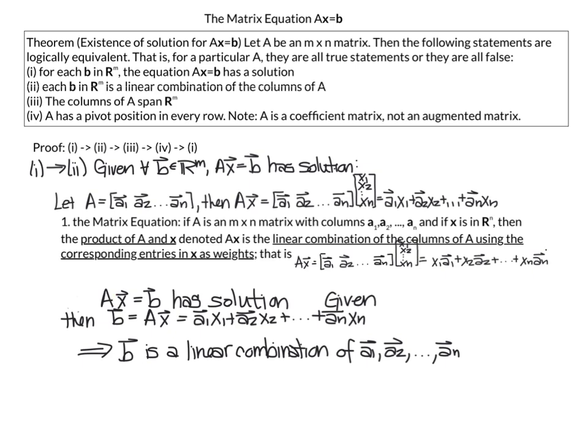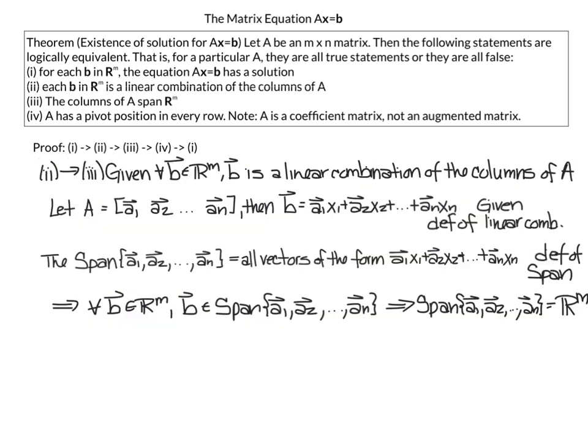We are given that AX = B has a solution, so I put that as given. Then we know that B is equal to AX, which is equal to this linear combination A1 X1 plus A2 X2 up to AN XN. So that means B is a linear combination of our vectors A1, A2, and AN. To summarize this proof, it really only used our definition of matrix-vector multiplication, the fact that we were given AX = B, and finally the definition of linear combination.